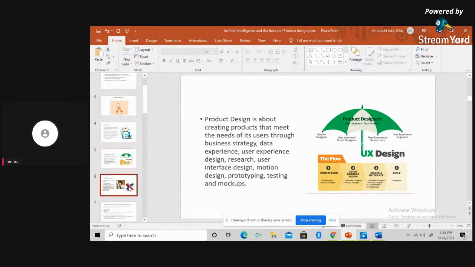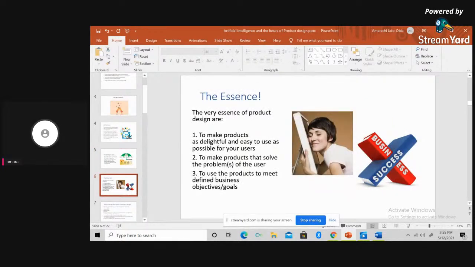Okay. So now let's talk about the essence of product design. I already discussed this, but I will just give it a rundown. If you listen to what I said earlier, you would have already gotten these very points, that the whole idea here is to make products that are as delightful and easy to use as possible for the user. The aim is also to make products that solve problems of the user. It has to be easy for the user to use. In as much as it's solving a problem, it's not just there to be functional. It's also there to be easy and convenient for the user.